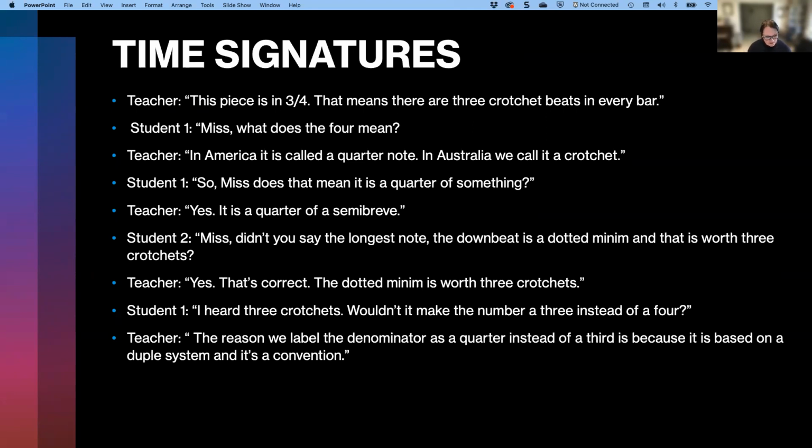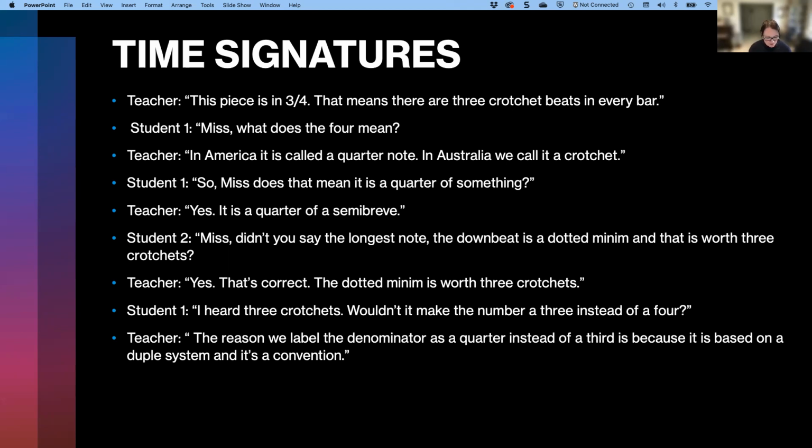Teacher: This piece is in 3/4. That means there are 3 crotchet beats in every bar. Student 1: Miss, what does the 4 mean? Teacher: In America it's called a quarter note, and in Australia we call it a crotchet. Student 1: So, Miss, does that mean it is a quarter of something? Teacher: Yes, it is a quarter of a semibreve. Student 2: Miss, didn't you say the longest note, the downbeat, is a dotted minim and that is worth 3 crotchets? Teacher: Yes, that's correct.